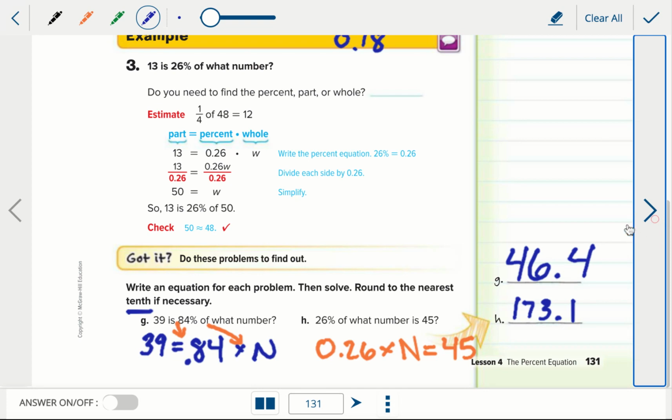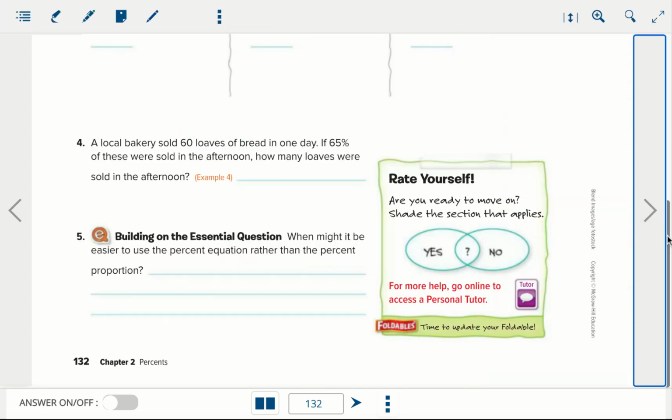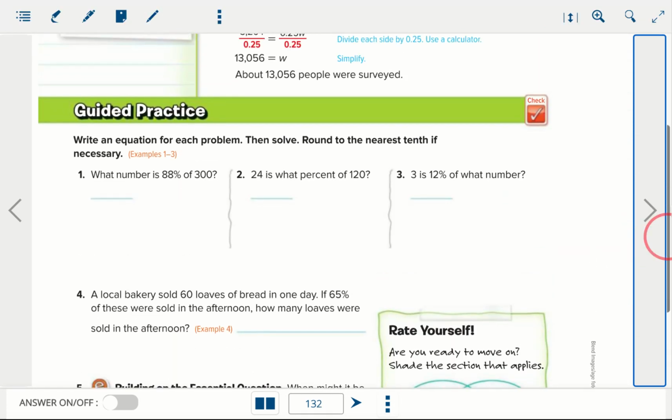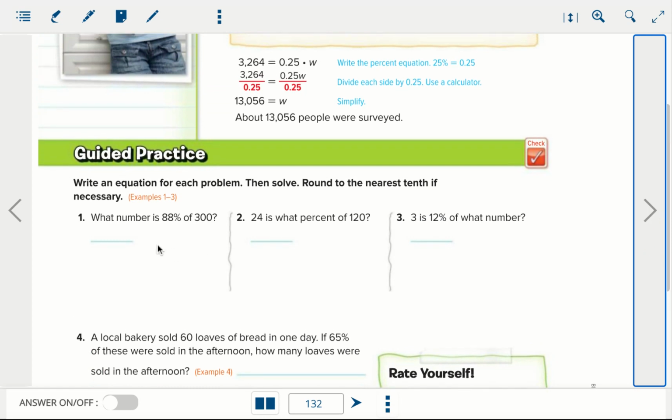All right, we're going to go ahead and try a couple. I want to just remind you, feel free to use the words of what you know. The is means equals. The of means times. All right.